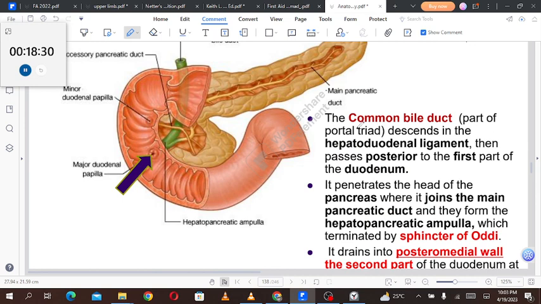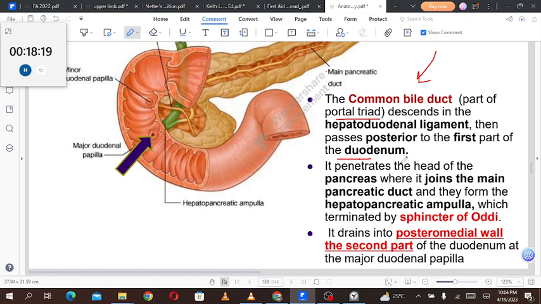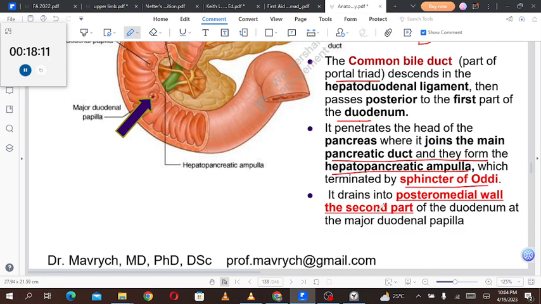Then, what is the biliary system? The common bile duct, part of the portal triad, descends in the hepatoduodenal ligament, then passes posterior to the first part of the duodenum. It penetrates the head of the pancreas, where it joins the main pancreatic duct, and they form the hepatopancreatic ampulla, which terminates in the sphincter of Oddi. It drains into the posteromedial wall of the second part of the duodenum at the major duodenal papilla.